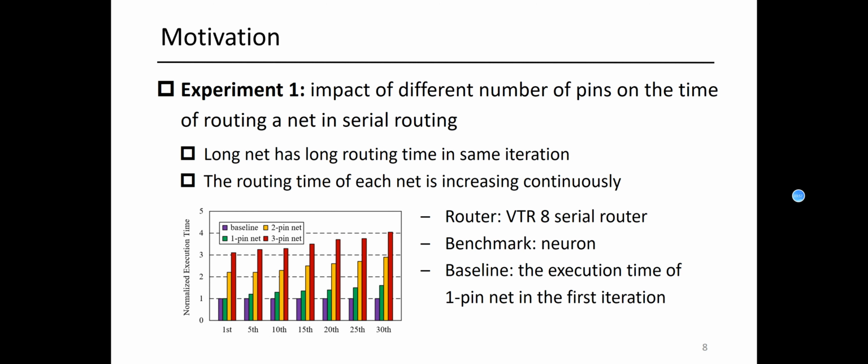In the first experiment, we studied the impact of different numbers of pins on the execution time of routing a net in serial routing. In this experiment, we have 2 observations. First, the long net has long execution time in the same iteration. Second, with the increasing number of iterations, the execution time of each net is increasing continuously. Those 2 features impose the load imbalance problem when we perform the parallel routing of multiple nets.